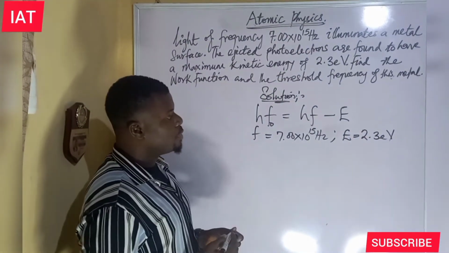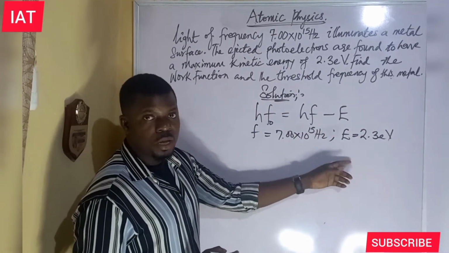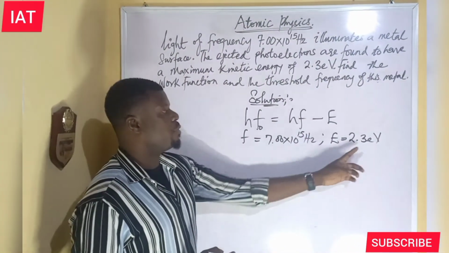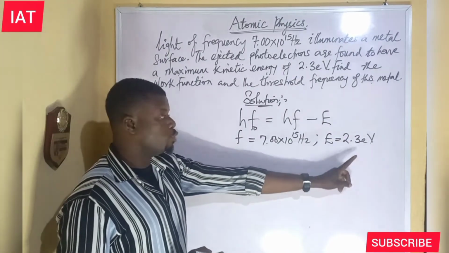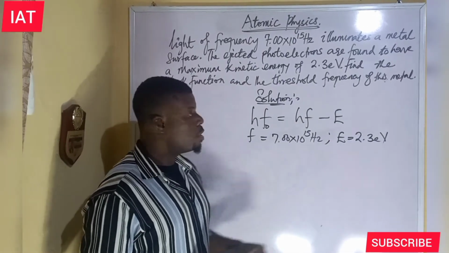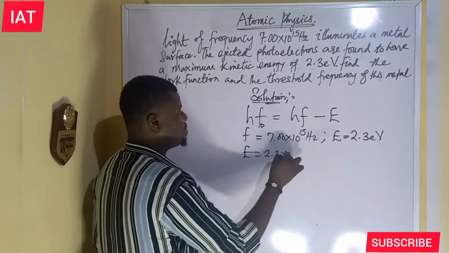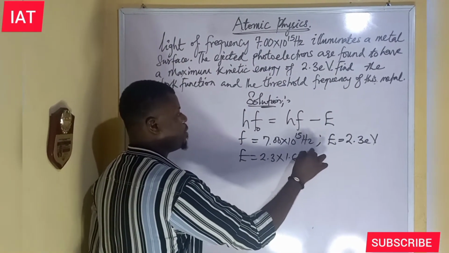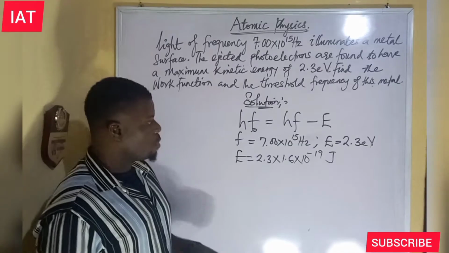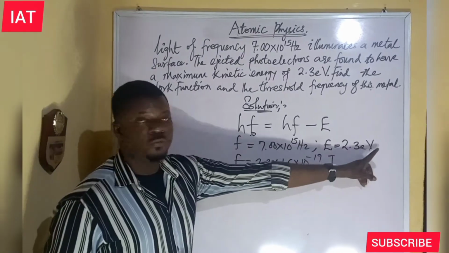I would not love to solve with electronvolts. Of course, we know that kinetic energy is measured in joules. It can also be converted to electronvolts. But I want to show you how to convert from electronvolts to joules. If you want to convert from electronvolts to joules, you have to multiply. You can say E equal to 2.3 times 1.6 times 10 to the power of minus 19 joules. So I have successfully converted from electronvolts to joules.